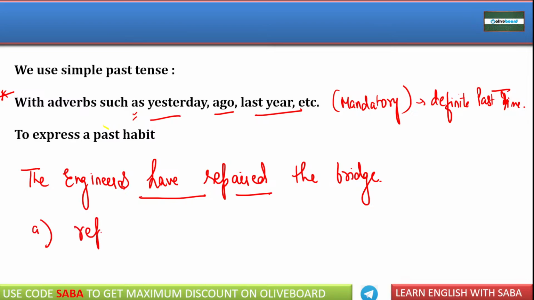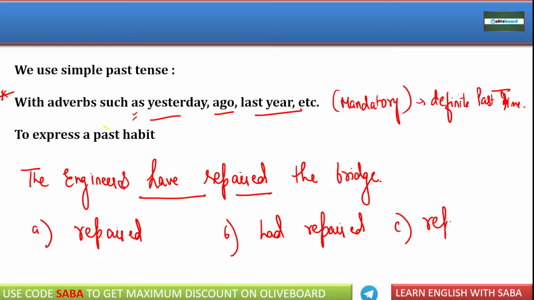So if I say repaired, if I say had repaired, if I say repair, you haven't listened to my question, okay? You haven't listened to my question. No improvement. Only 4 options are there. Now listen to my question, guys. What is my question? Out of these, which cannot fit? Okay, out of these options, which cannot fit in the sentence?